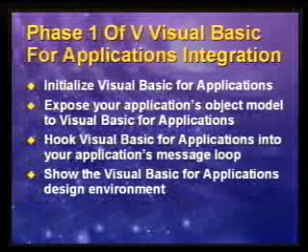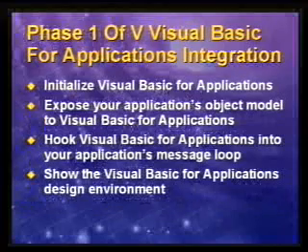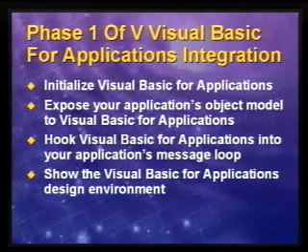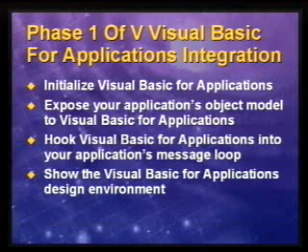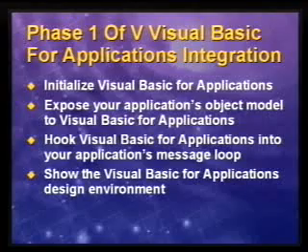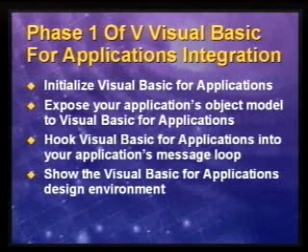Okay, so that completes the second part of my presentation, which was describing that you need an object model, which is very important. So moving on to the third part, I'm going to describe, through 4 phases, how you can start with the simplest part of VBA integration and move to a more complicated version of VBA integration. In this phase, I'm going to discuss just initializing VBA. I'm going to discuss exposing your application's object model to VBA. Then we'll talk about how to hook VBA into your application's message loop and discuss how to show our design environment. But before I do, I just want to talk briefly about each of the 4 points.